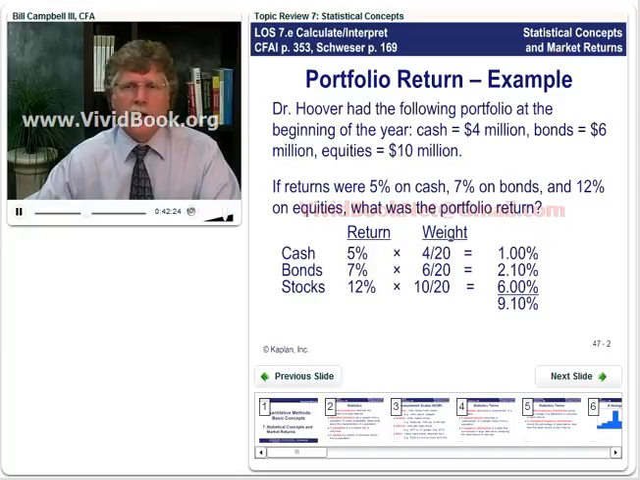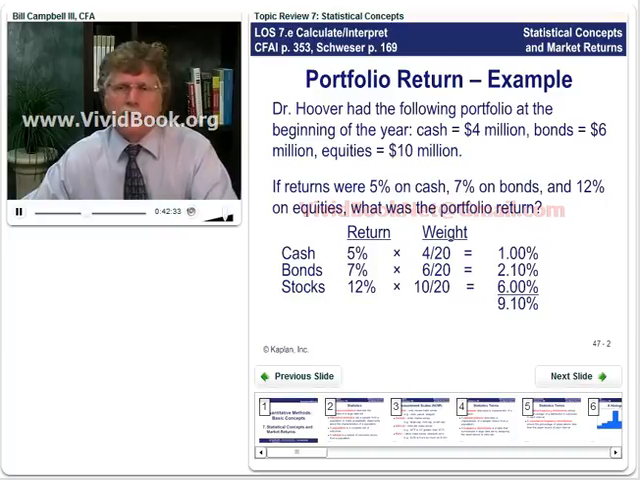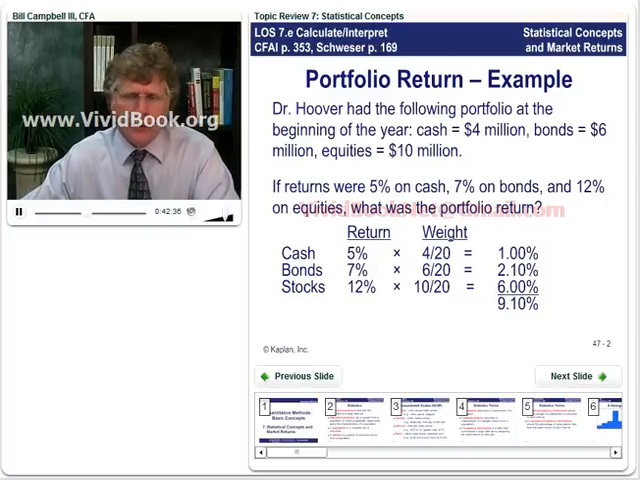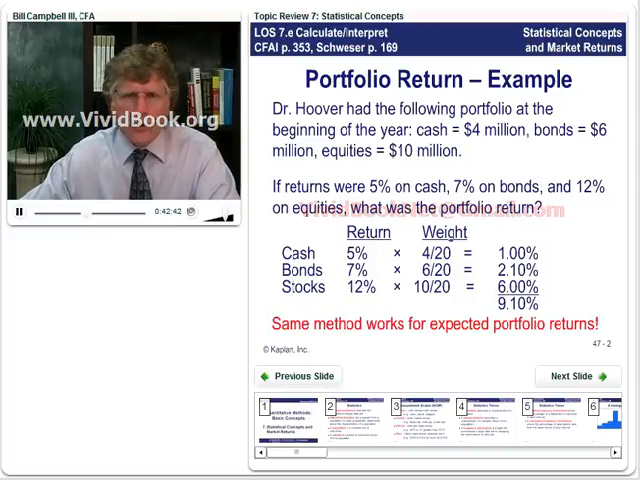This is just a weighted average. Weight times return, weight times return, weight times return. Add them up. Weighted average return, 9.10%. Easy to do. Practice this. Make sure on the exam you can do this very quickly. Notice the note at the bottom, the same method works for expected portfolio returns. We're going to see the same calculation when we get to portfolio management. This should make you really happy, because you're going to learn something here in quant, and they could ask you the same thing in portfolio management. You've studied it one time and you've nailed answers in 2 different study sessions. That should make you feel good.